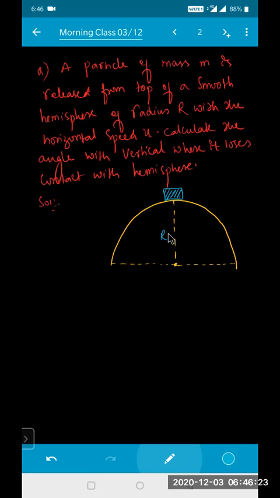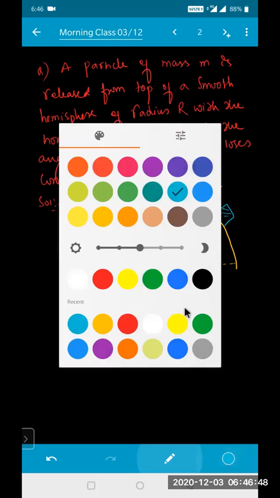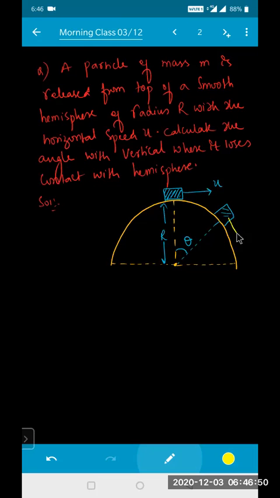Then the radius is capital R, with the horizontal speed u. That means you are given the speed u for this one. Calculate the angle with the vertical where it loses contact. This block slowly comes down, and when it comes somewhere here, it makes an angle theta with the vertical. Now the speed at this position might be v, right?